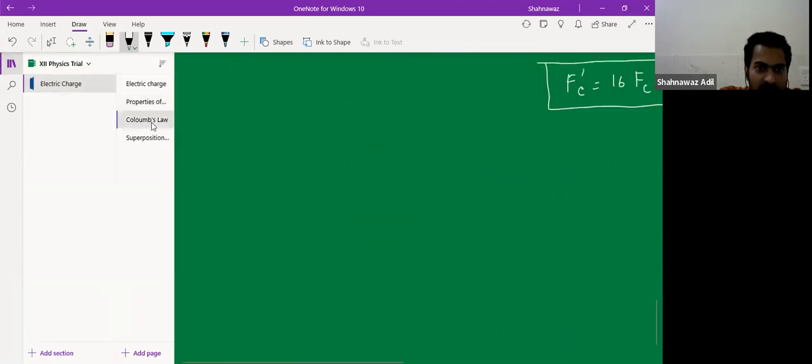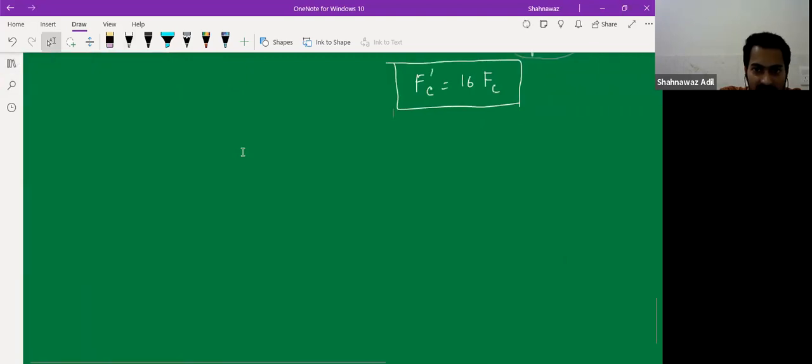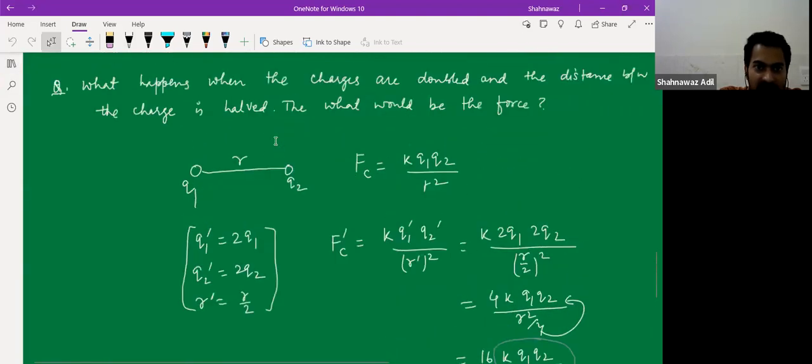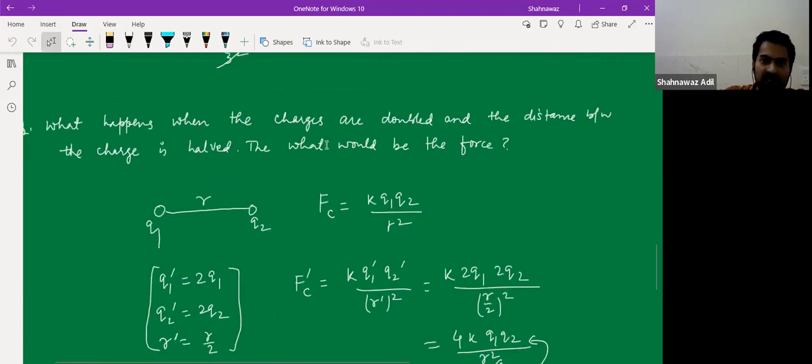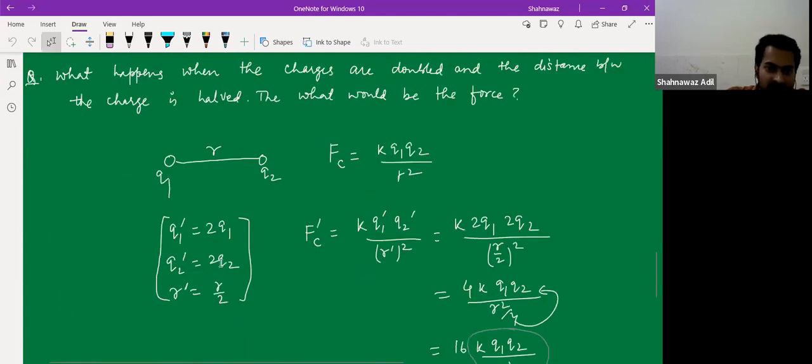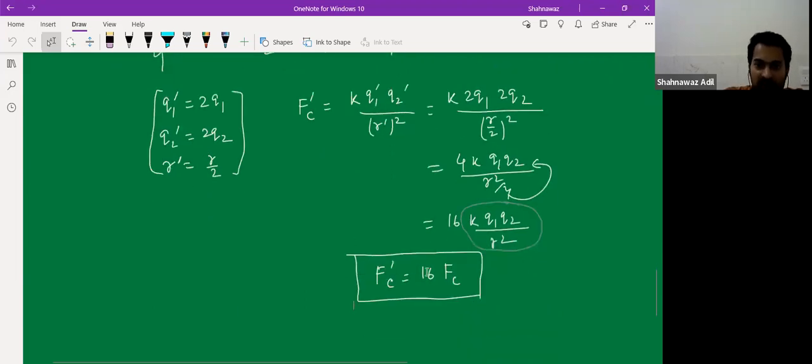So in the first part of the question, we changed the charges so that we double the magnitude of the charges and the distance between them is halved. So then what would be the force? We double the charges, and the separation between them is halved. Then we calculate the force from Coulomb's law. And we saw that the magnitude of the new force would be 16 times the older force, right?